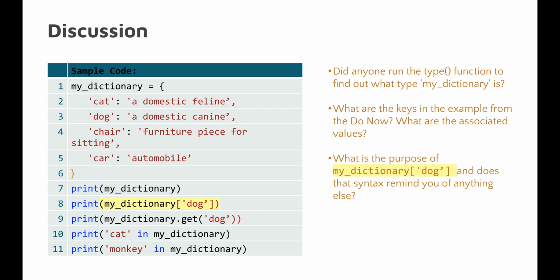But the keys here are all just objects. I wanted to make sure you're understanding what we mean by key. So cat, dog, chair, car, those are all keys. And the values are like a description or a definition.